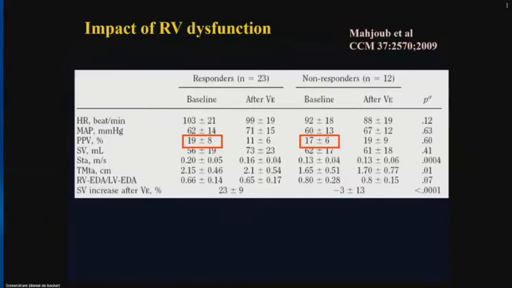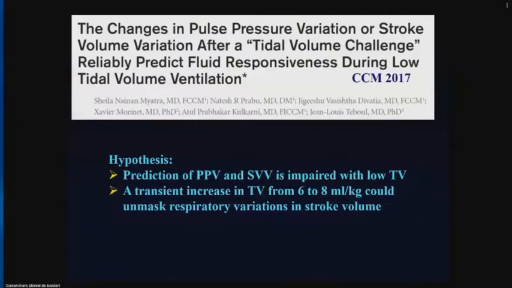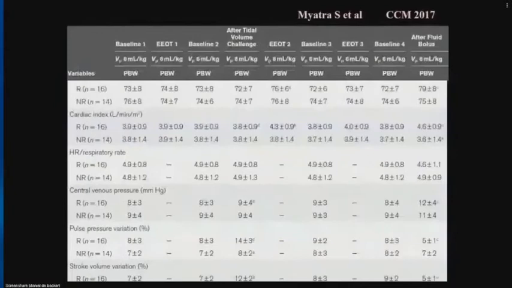So can the tidal volume challenge be used to try to detect responders in patients who are ventilated with protective ventilation? Well, this was a hypothesis generated by Sheila Meatra in Mumbai, together with Jean-Luc Teboul and Xavier Monet. What they tested is a transient increase in tidal volume from 6 to 8 to unmask respiratory variations in stroke volume. It's a complicated slide, but the most important aspect here is that when we looked at the pulse pressure variations, you can see that when the tidal volume was increased, the pulse pressure variation was increased in responders, but not in non-responders.